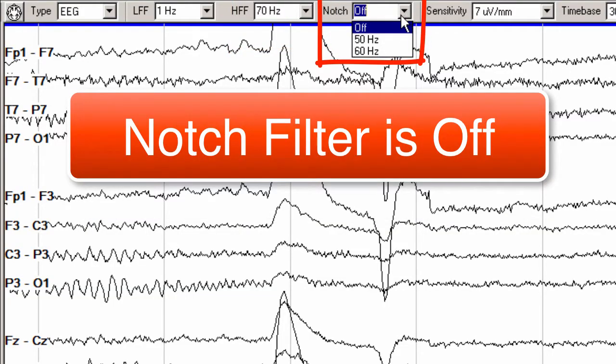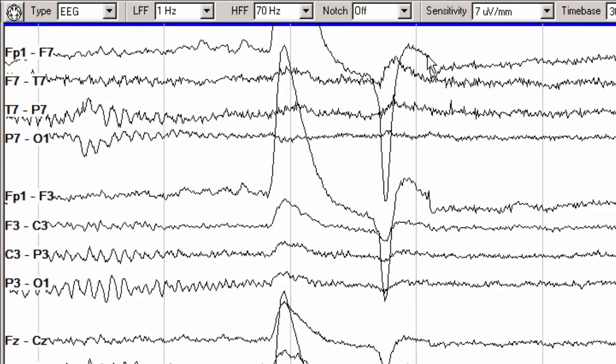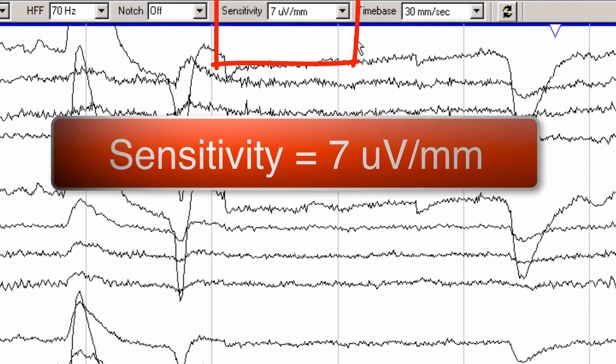Importantly, the notch filter is off. As mentioned in a previous video, having the notch filter off is very important so that you do not miss electrodes that may have abnormally high impedance and therefore are not connected to the head. By having the notch filter on during initial recording, you may be missing important data about the technical quality of your recording. The sensitivity here is at 7 microvolts per millimeter.